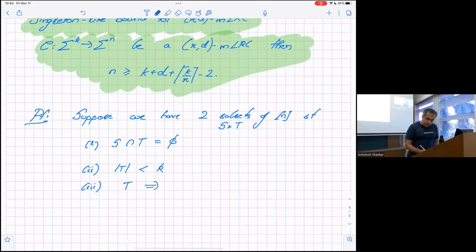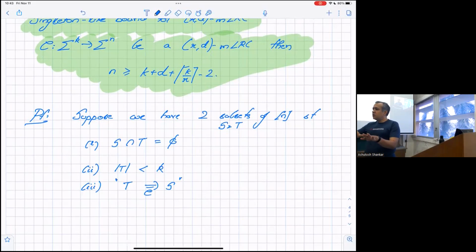Three, T implies S. What do I mean by this? The same way I meant R_i implies i: if you know the code word locations on T, you can imply the code word locations on all of S. So if you know the code word locations on T, then you know the entire code word locations on S. And I want to say that this must put some constraints on the distance.